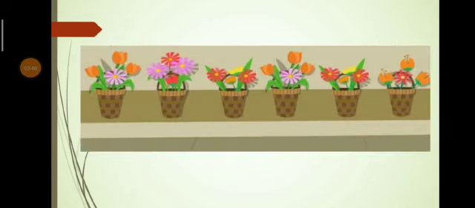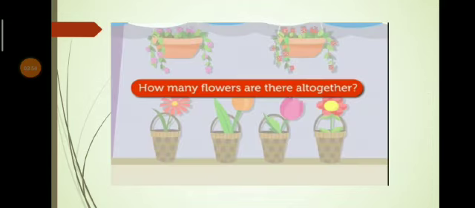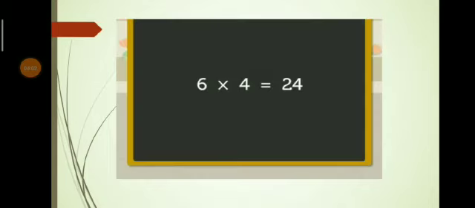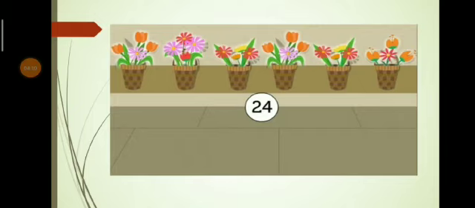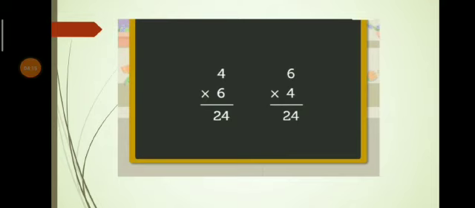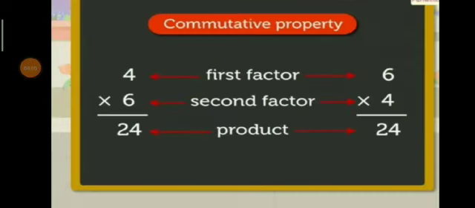Now again, look, here are 6 baskets and each basket contains 4 flowers. So, how many flowers are there all together? 6 into 4 is equal to 24. There too are 24 flowers in all. So we see that 4 into 6 is equal to 6 into 4. Students, thus we know that even after changing the order of the factors, the product does not change. This property is also called commutative property.